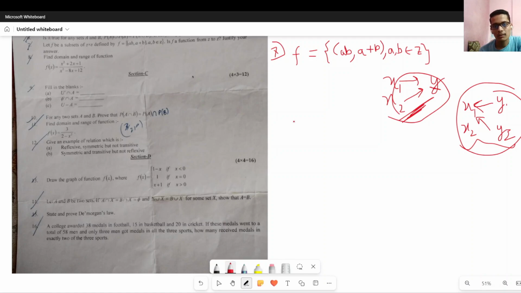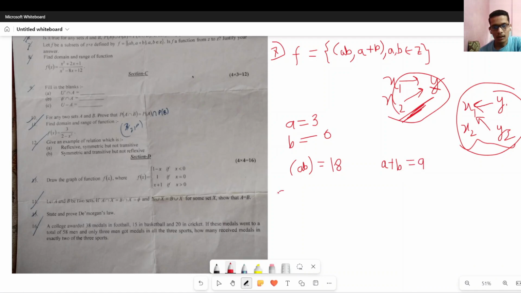Or let's just take an example. We have to check whether the given relation is a function or not. So we have to take the values of a and b. Now let's take a as 3 and b as, let it be 6. Now the first element will be ab, that is the product of both the numbers that we took. Both are integers. 3 multiplied by 6 will be 18. And then a plus b will be 9.